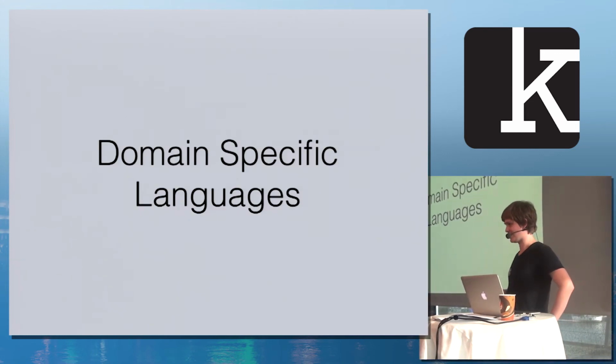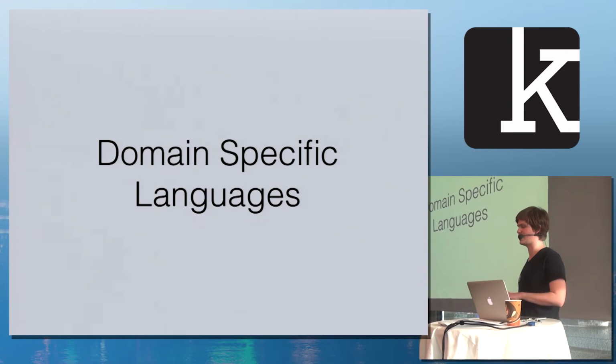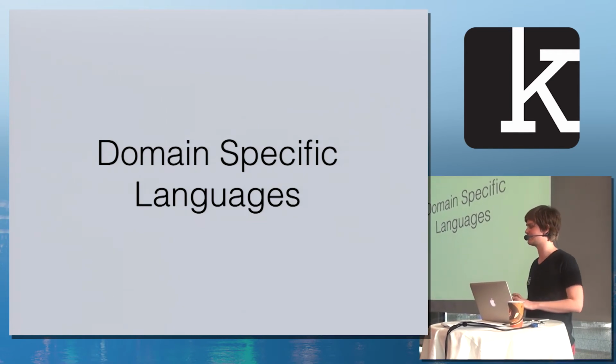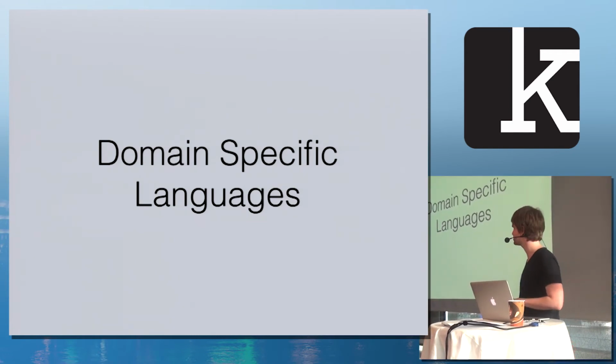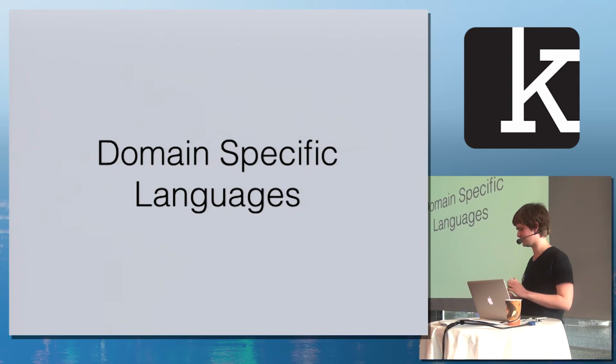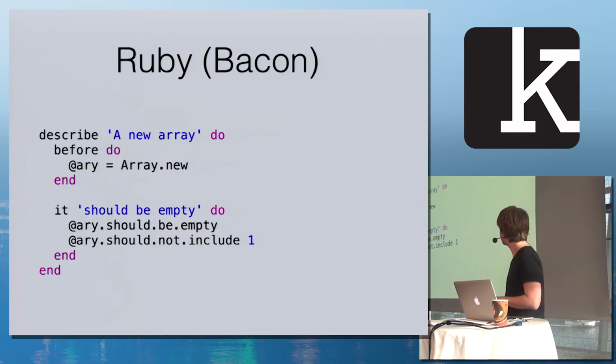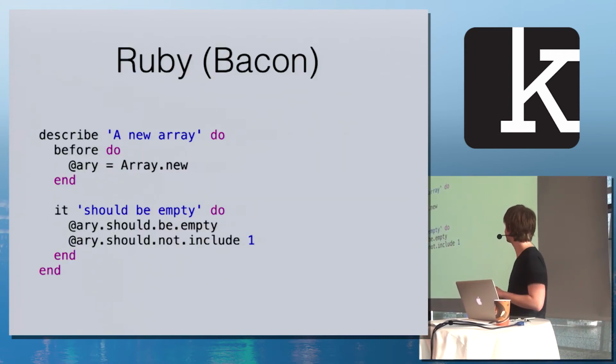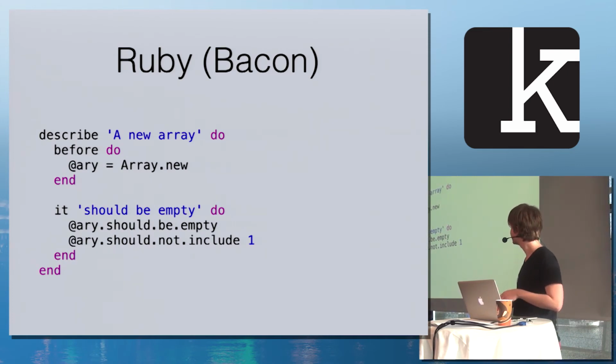Domain-specific languages. If you have blocks and you have introspection and you have duck typing, it helps you to create domain-specific languages. That's why you can have crazy things in Ruby that don't look like programs, and we can do the same thing in Objective-C. Here's the Bacon testing framework. To a person who doesn't really know Ruby, it doesn't really look like code, he wouldn't guess it's Ruby, but it is valid Ruby code.